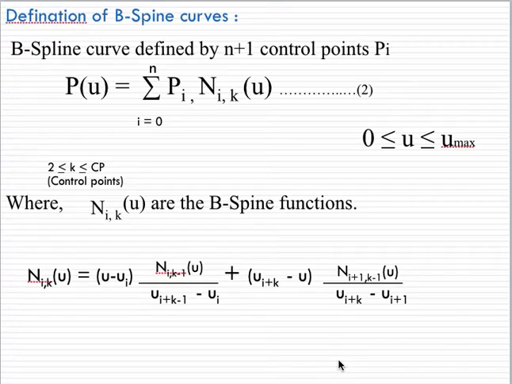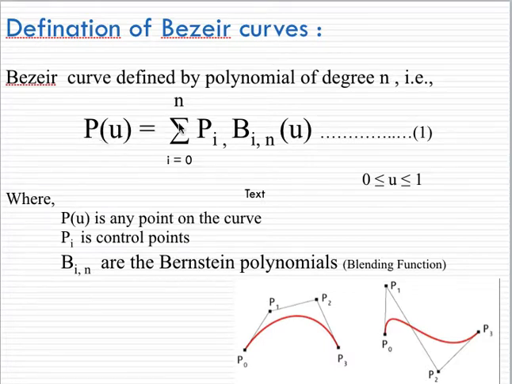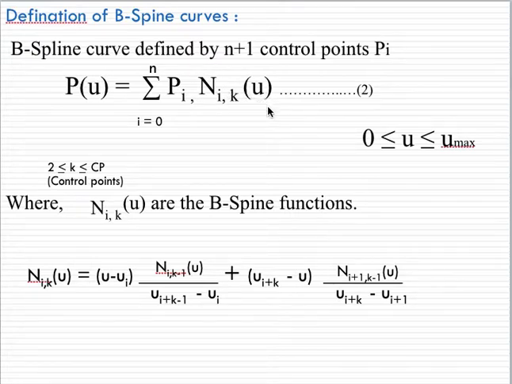Similar to the Bezier curve, a B-spline curve is defined by n plus 1 control points Pi, given by P of u equals the sum from i equal to 0 to n of Pi Ni,k of u. This is equation 2; this is how a B-spline curve is defined. If you see, the Bezier curve is P of u equals the sum of Pi Bi,n of u, and here instead we have Ni,k of u. The Ni,k of u are the B-spline functions. Thus B-spline curves have B-spline bases, and the control points are sometimes called de Boor points, from the vertices of the control polygon.